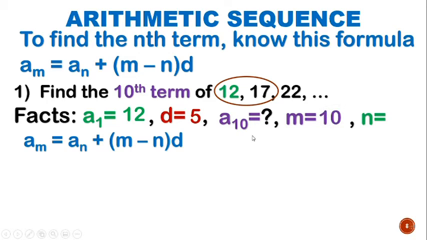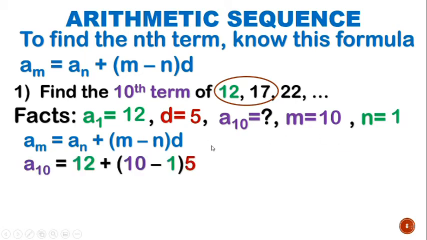So what is that? 10. And then n should be the subscript of this one. Okay, 1. Substituting everything we know to this formula, you will have a sub 10 equals 12 plus quantity 10 minus 1 times 5. So solving first, what is it? Okay, 10 minus 1. That will yield 9.